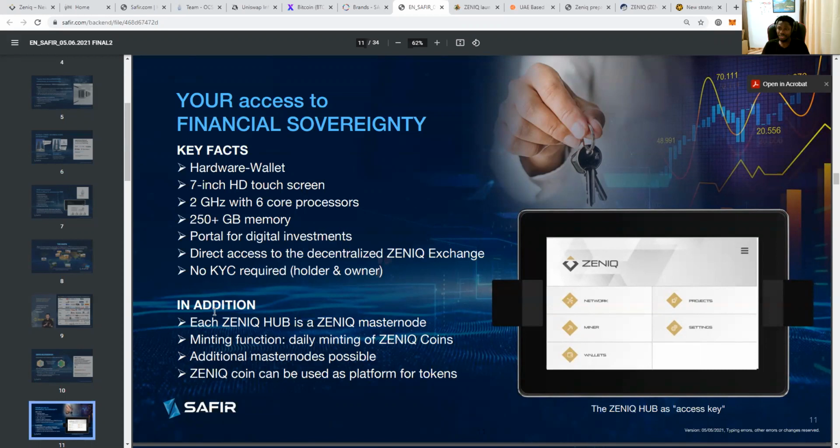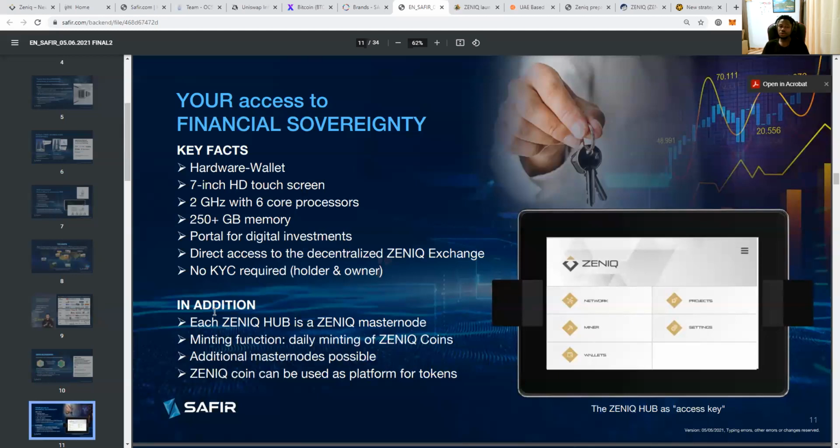So what it does is that it mints the token for you. Once you have possession of the tablet or the masternode, it begins to mint the token for you, and it will mint for a period of 20 years. Of course, we will come into that shortly.